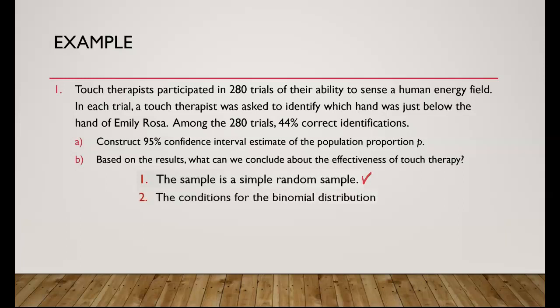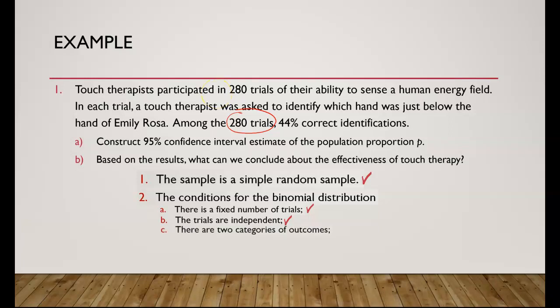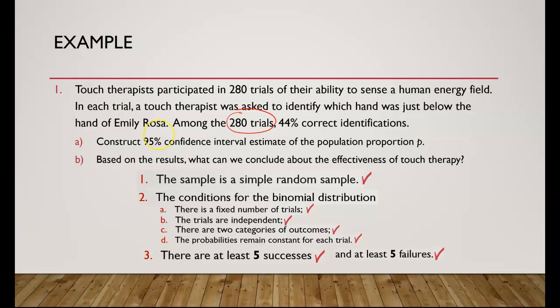Let's check if the conditions for the binomial distribution are satisfied. There are a fixed number of trials. Yes, there are 280 trials. The trials are independent. Yes, the ability of one touch therapist does not depend on the ability of the other touch therapist. There are 2 categories of outcomes. Yes, the touch therapist can either sense the correct hand or cannot sense the correct hand. The probabilities of success remain constant for each trial. Yes, each therapist can sense the right hand.